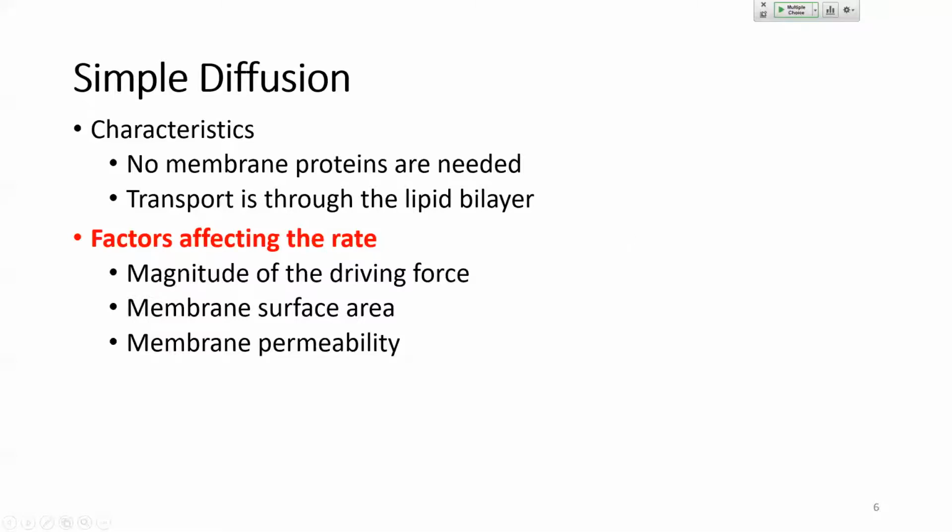So let's talk about some of the factors that affect the diffusion rate. The first one is going to be the magnitude of the driving force. So how much of a gradient do we have? If we have lots of particles on one side and almost no particles on the other side, we have a really big gradient, we have a really strong driving force. If we have almost equal amounts of particles on either side, and we have a minimal or a small gradient, then we have a small driving force.